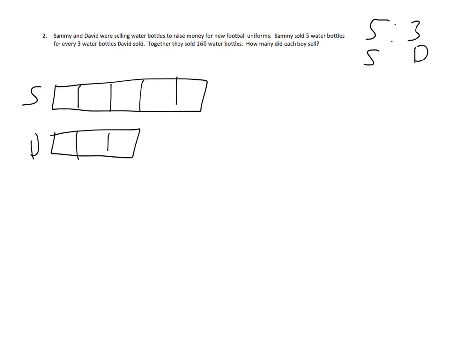1, 2, 3. Well, if the total is 160, how many total sections do we have that make that 160? Well, 5 for Sammy, 3 for David, gets us 8 total sections. And if we have 160 total water bottles, we can see how much is in each section by doing 160 divided by 8. Well, 160 divided by 8 is 20. So each section is 20.